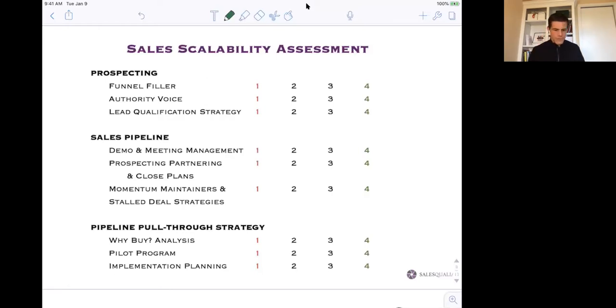Second one, authority voice. Think of this as, do you have a thought leadership content channel of some kind? Are you regularly publishing a white paper that your market wants to see? Do you have a podcast? You don't have to have all of these, but do you have a content channel where your market is coming to you and saying, you guys are nailing this. I hadn't thought about it that way. Thank you for writing that white paper. Or, I listened to your podcast. It's really good. Every time I listen to it, I learn something new. Do you have that thought leadership channel?